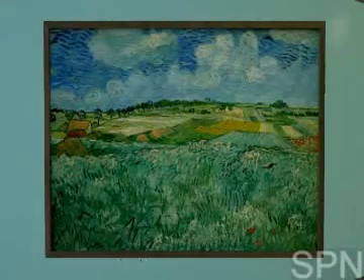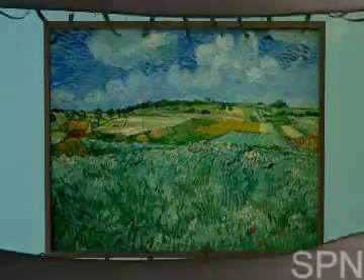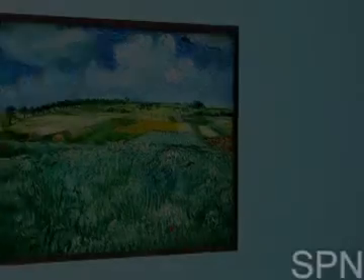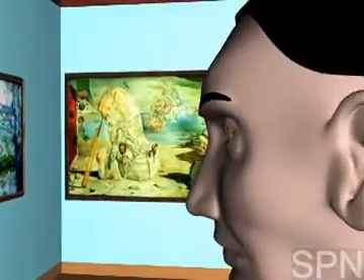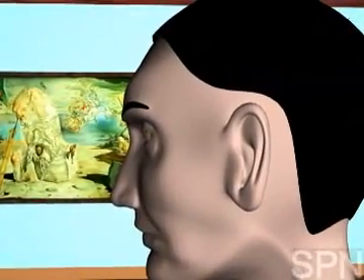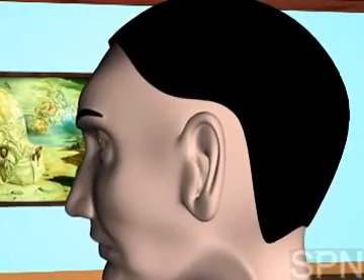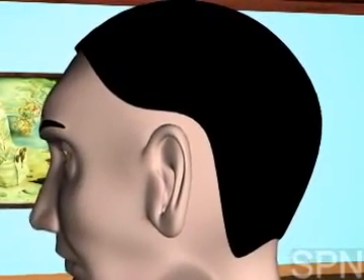Humans depend primarily on vision for orientation in the world that surrounds them. While image formation is a phenomenon that takes place in the eye, the interpretation of the image as a representation of the real world occurs in the brain.